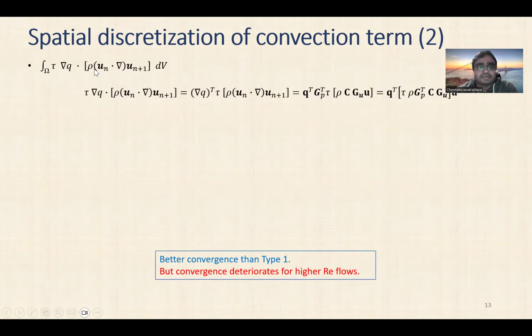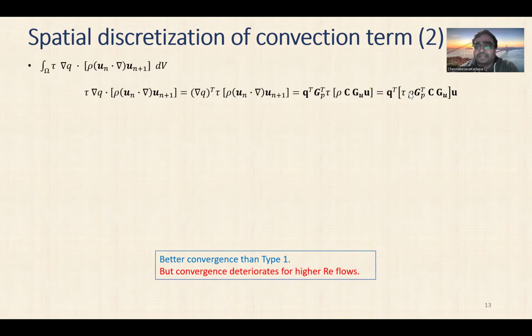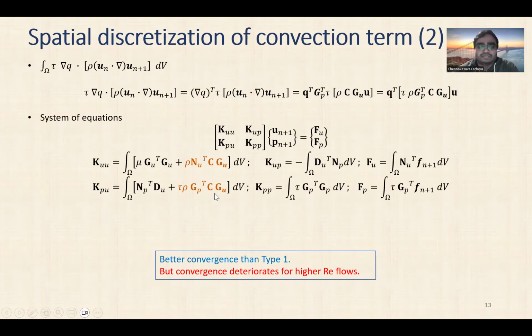Again we have the same here. We have already discretized this convection term: rho C GU u, and this is the gradient of q, and then the stabilization parameter. So for KPU we get this additional term. If you put them all together, these are the equations for the element stiffness matrices and force vector. The force vector terms don't change, so we get only additional terms in KUU and KPU. For KUU this is the additional term, and for KPU this is the additional term.